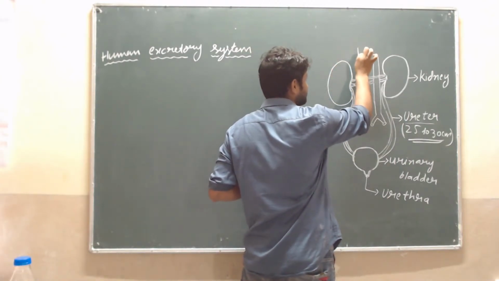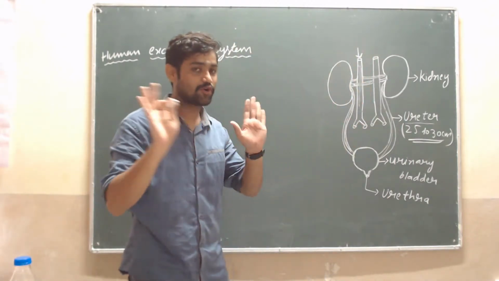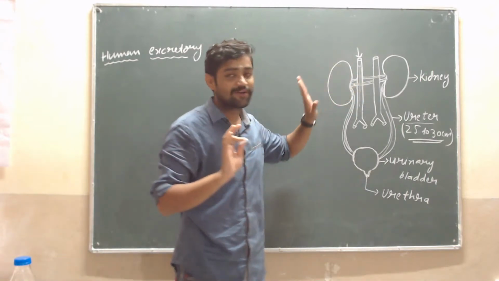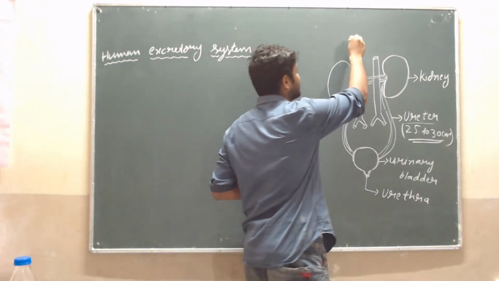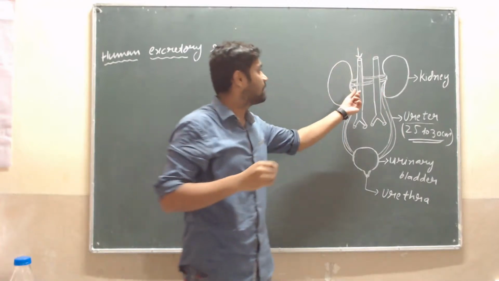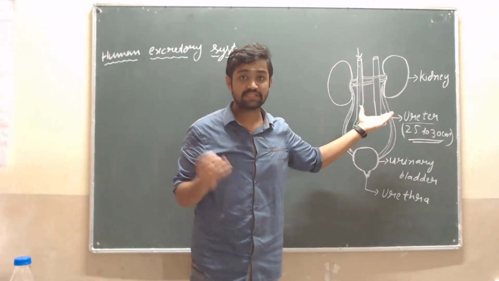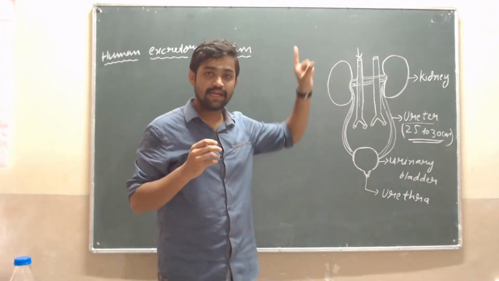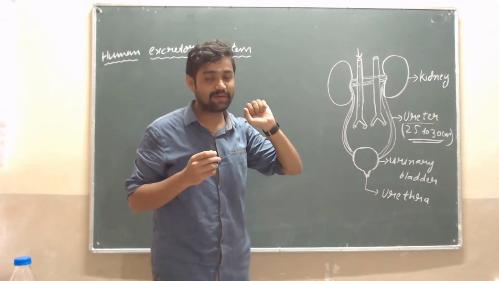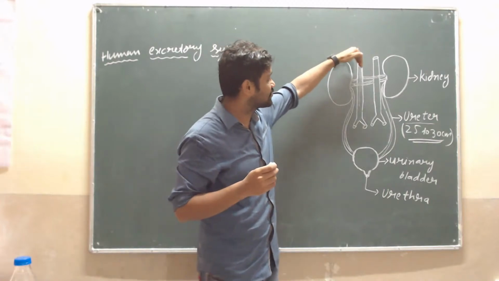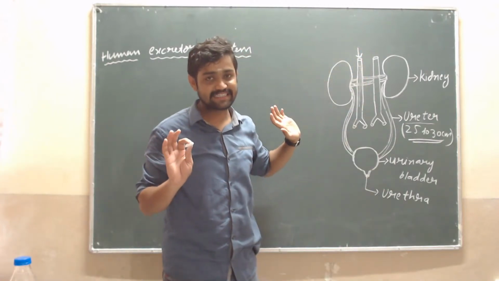Take any one capillary, don't be confused. Through this capillary, blood enters into the excretory system. Sir, where does the blood come from? Sir, from the heart. It is pumped by the heart and it enters into the excretory system.